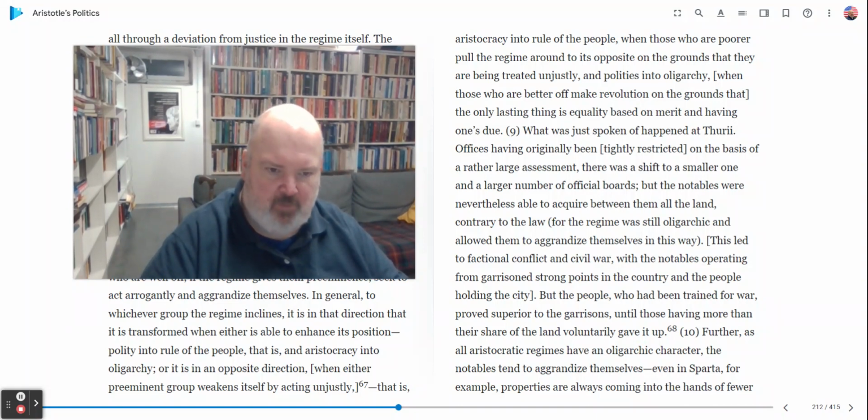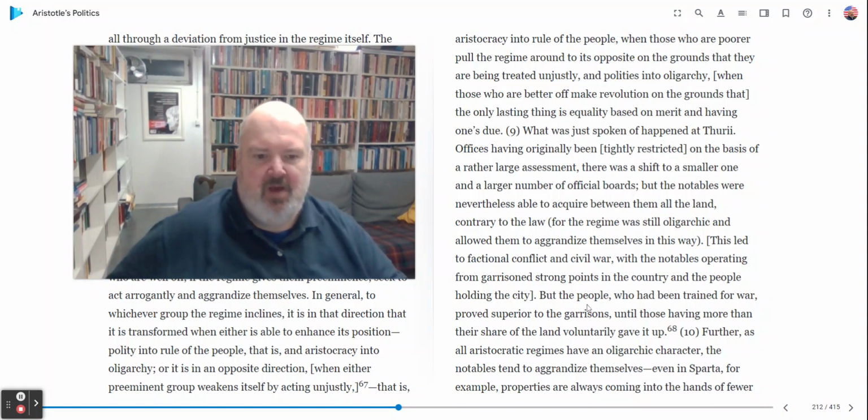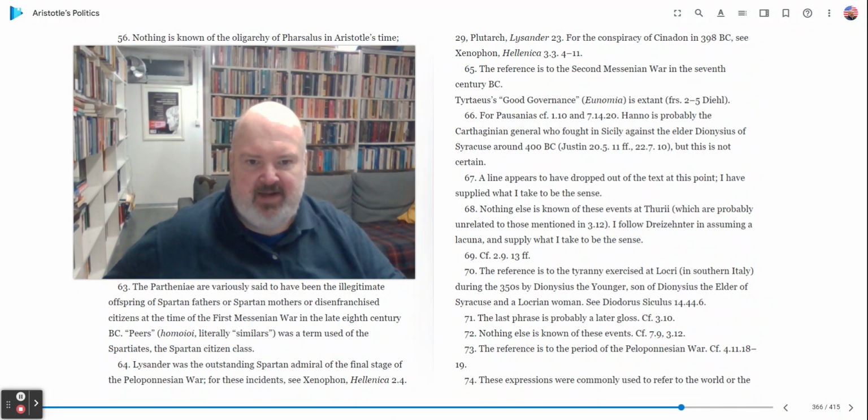This led to stasis and civil war, with the notables operating from garrison strong points in the country and the people holding the city. But the people who had been trained for war proved superior to the garrisons, until those having more than their share of the land voluntarily gave it up.